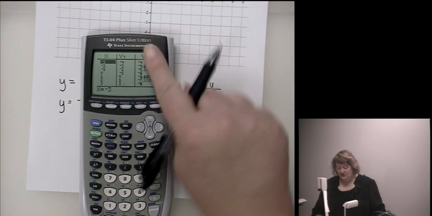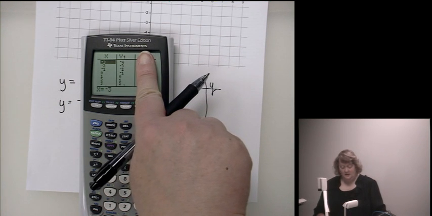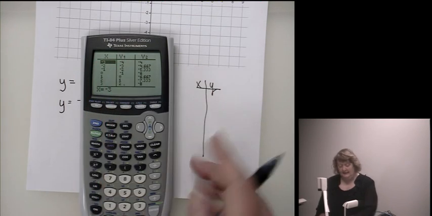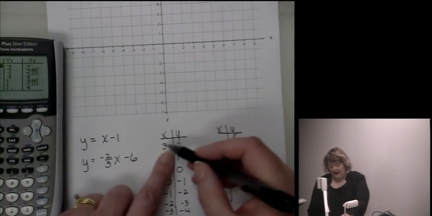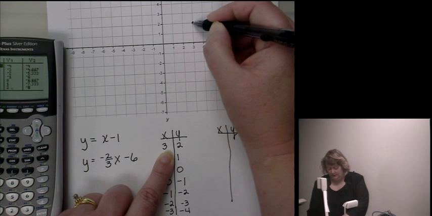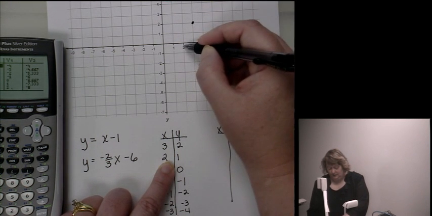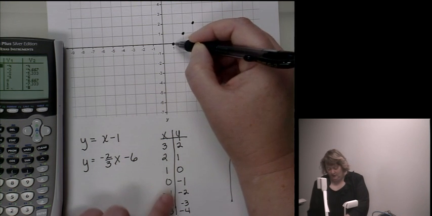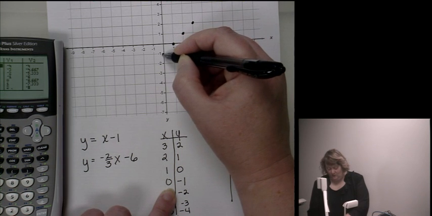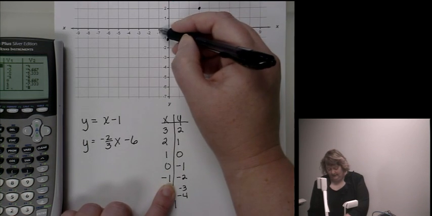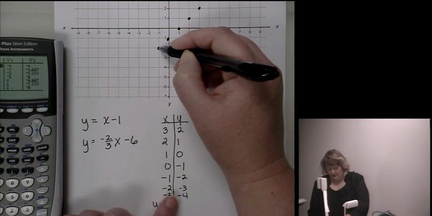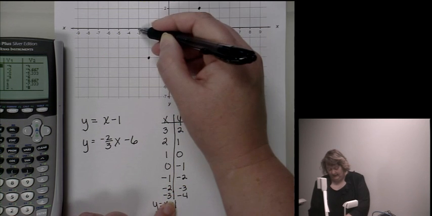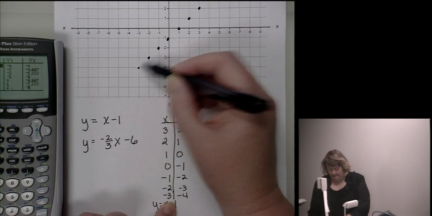Sorry about that. And I'm just ignoring the Y2s over here because this and this are the ordered pair. The first column and the second column make a list of ordered pairs. So I'm going to graph the point 3, 2, the point 2, 1, 1, 0, 0, -1, -1, -2, -2, -3, and -3, -4.